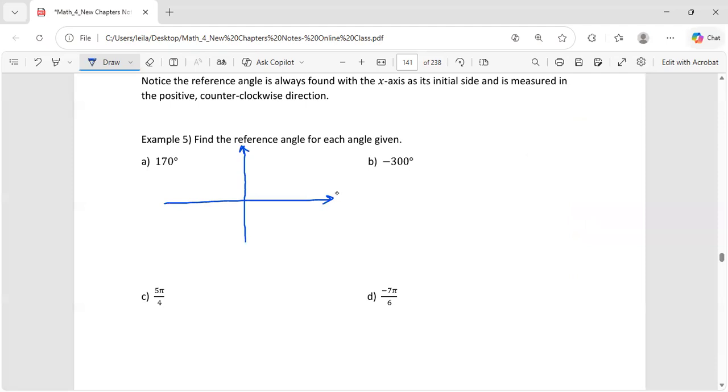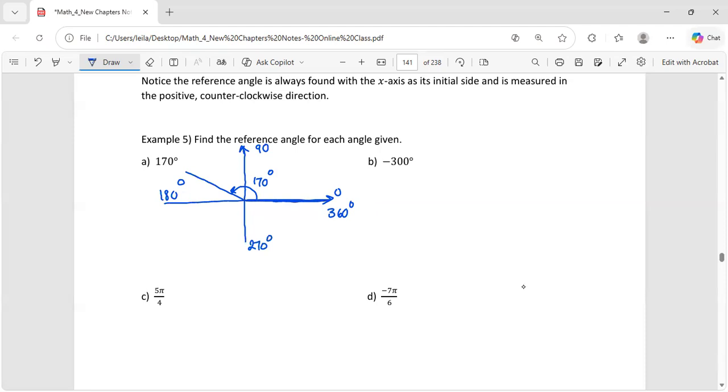170. I know that 0 is here, 90 degree, 180 degree, 270 degree angle, and 360 degree. When I have a 170 degree angle, that means it's in the second quadrant, somewhere over here. This is a 170 degree angle. Again, we never forget that the initial side is always this side. That's the positive side of the x-axis.